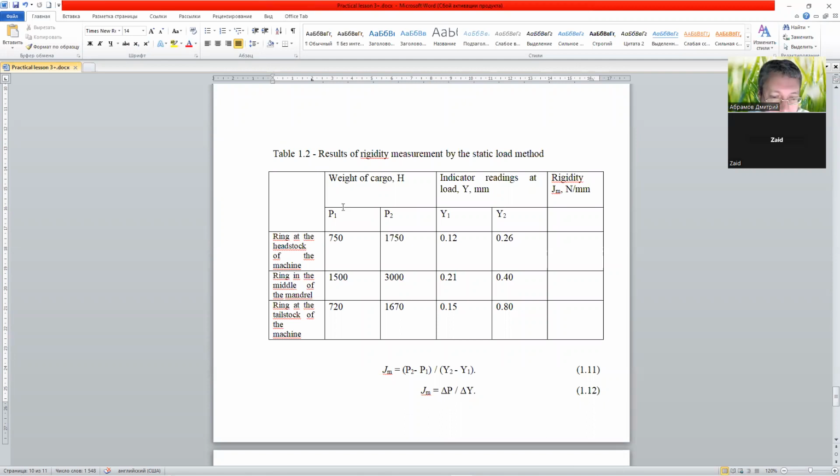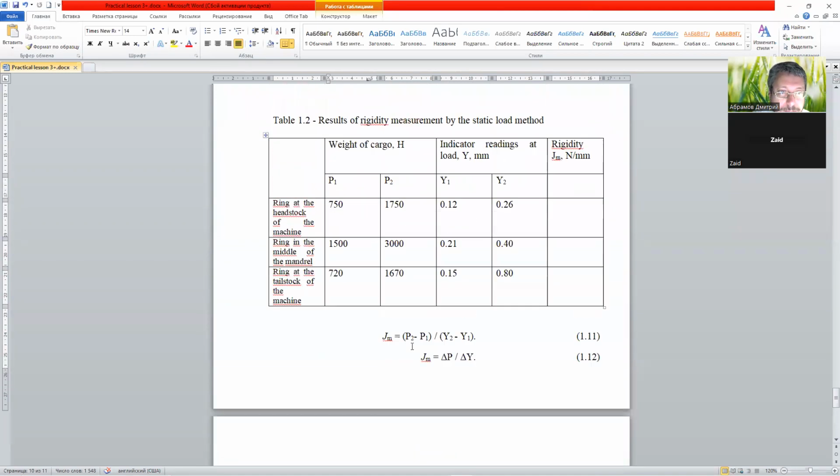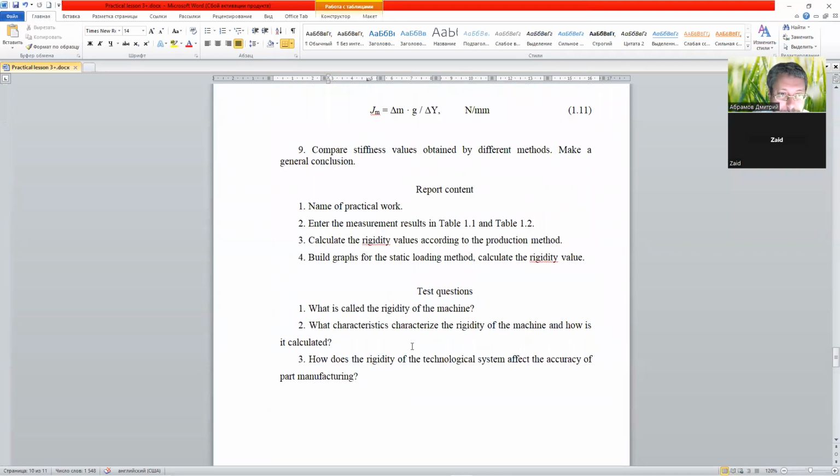If you finished, you should make a photo and send your answers in Telegram. Okay. So you should have a name of practical work, enter the measuring results in table 1.1 and table 1.2, calculate the rigidity and build the graph.